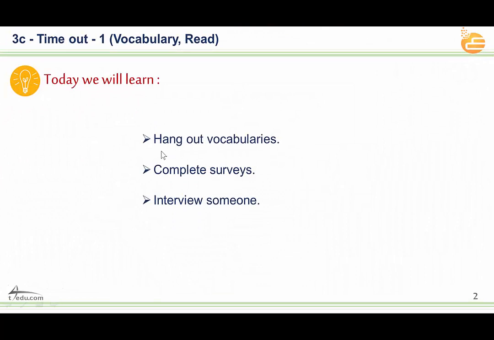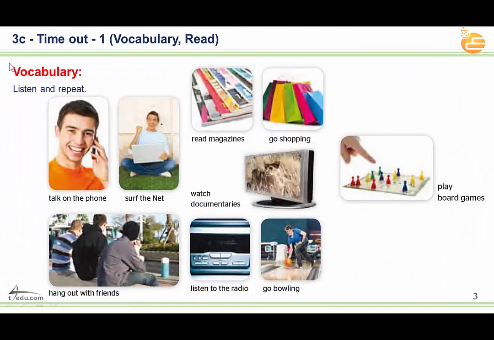Today we will learn number one, hangout vocabularies. We have some vocabularies about activities that you can do when you're hanging out with your friends, when you go out with your friends, maybe at home with your friends. Number two, complete surveys. How can you complete a survey if you get one? Number three, interview someone. How can you be a part of interviewing someone? Okay, let's begin. Number one, vocabulary.